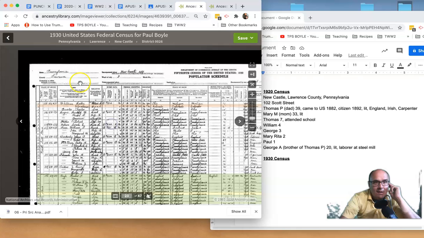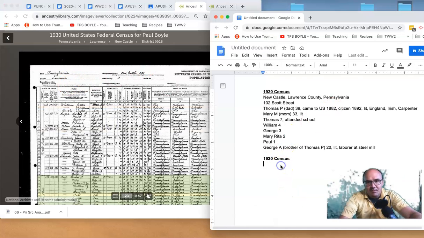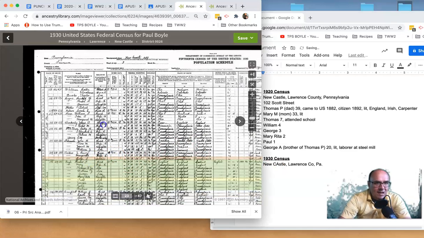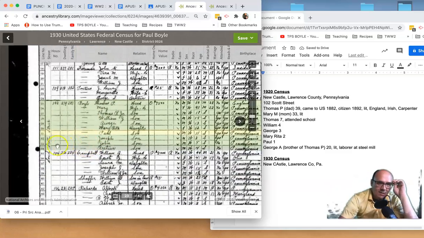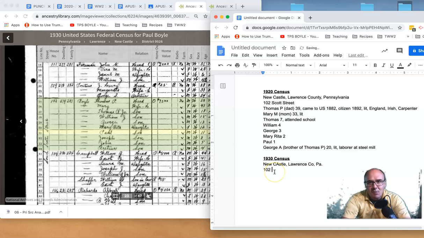Okay, again, where are we? Pennsylvania, Lawrence, Newcastle. I'm going to kind of abbreviate stuff. Now, where are they living? Let's look again. Remember, perpendicular is the street name. They're still on Scott Street. They're still at 102. So they're still living at 102 Scott Street.